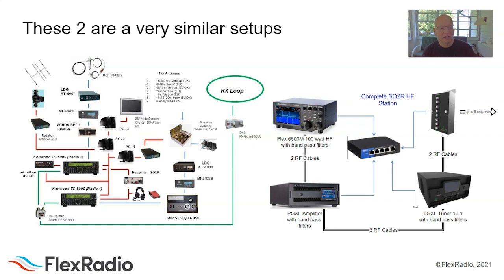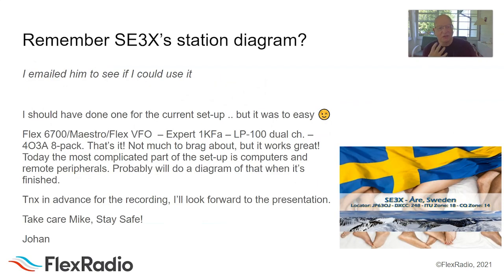I wanted to thank Jan, SE3X, for the diagram on the left. And by the way, his diagram on the right is what he has now. He's replaced all the stuff on the left, though he uses an Expert amplifier, but it's gotten so much cleaner. And I emailed him about it, and he emailed me back and said, yeah, totally a whole lot simpler. So this is what he came back and said, yeah, I should have done the diagram on the right, but I now have a 6700, the Flex knob, and an Expert 1K.